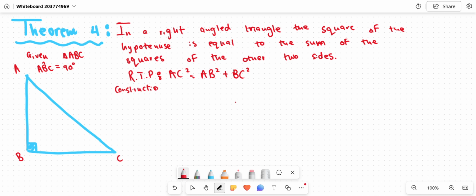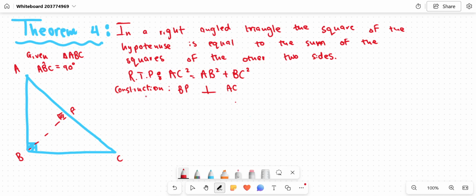And the construction I'm going to do is this line here, which is the AP line. I'm going to construct it in such a way that it's perpendicular. So I'm going to construct the BP line so that it's perpendicular to the AC line. I hope that makes sense. I mean, you can see it in the picture.